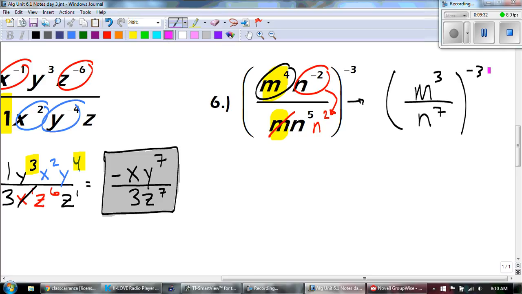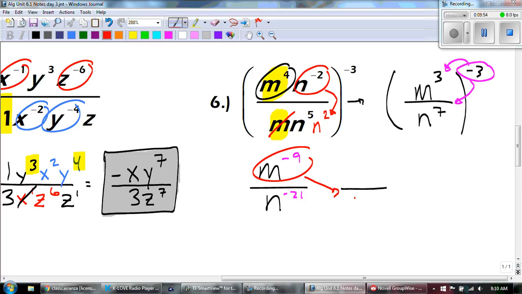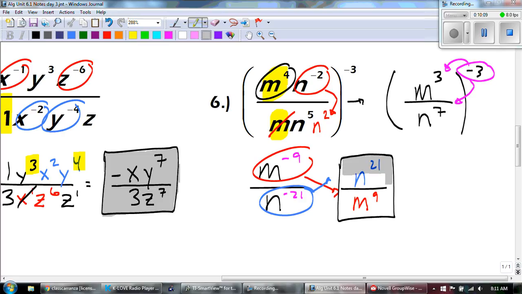Okay? So the next step would be to distribute. So I have m and n, and now let's get our new exponents. 3 times negative 3 is negative 9. 7 times 3 is negative 21. If my exponent's negative, drop it like it's hot. If it's already on the bottom, bring it to the top. And then there we go. That's our final answer. I can't subtract the exponents because they're different variables.